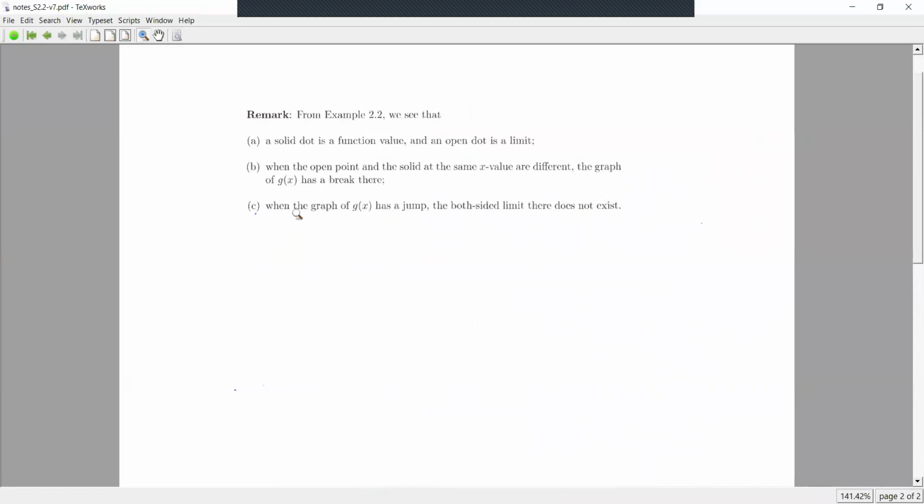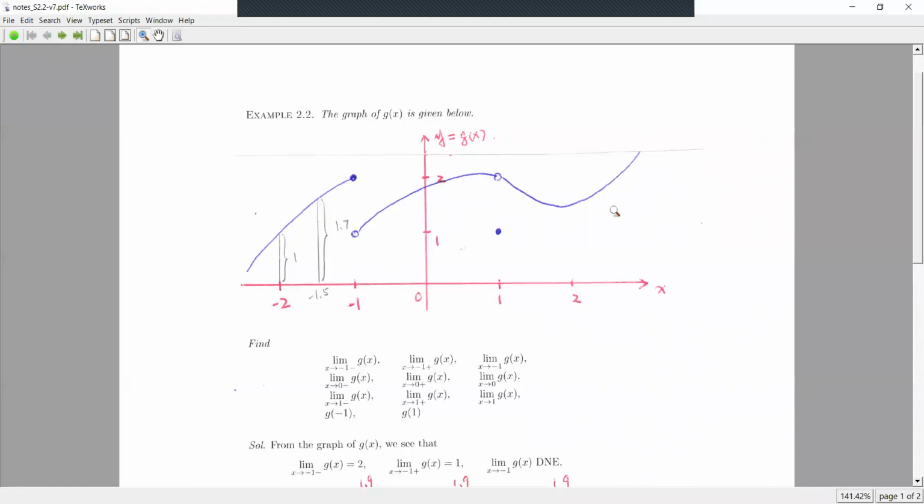C. When the graph has a jump, the both sided limit there doesn't exist. Yeah, in this case, the graph has a jump. At a jump, left-hand side limit, right-hand side limit must be different. Therefore, both sided limit doesn't exist.